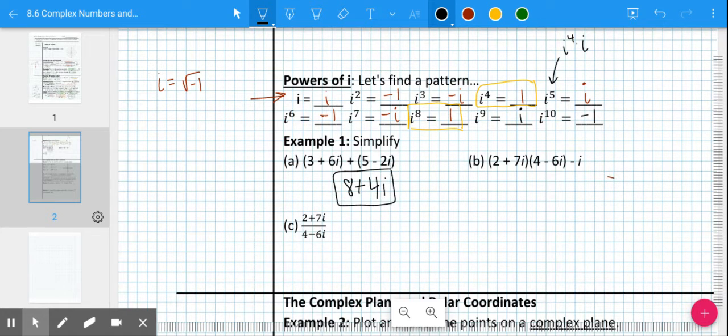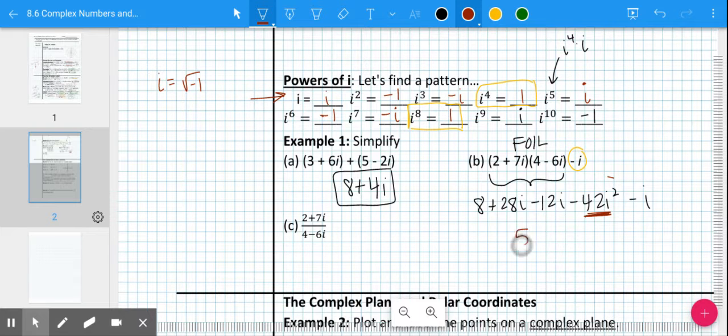In the second one, you are going to FOIL out this first part first, and then you'll subtract the i at the end. So first, FOIL all this. What you get when you FOIL that out is an 8, you get a 28i, you get a -12i, and then you get a -42i squared. Don't forget, there is still a negative i at the end of this. So once you combine everything, remember -42i squared turns to a positive 42. You should end up with a 50 and a plus 15i. Should be the final answer when you add all those up.